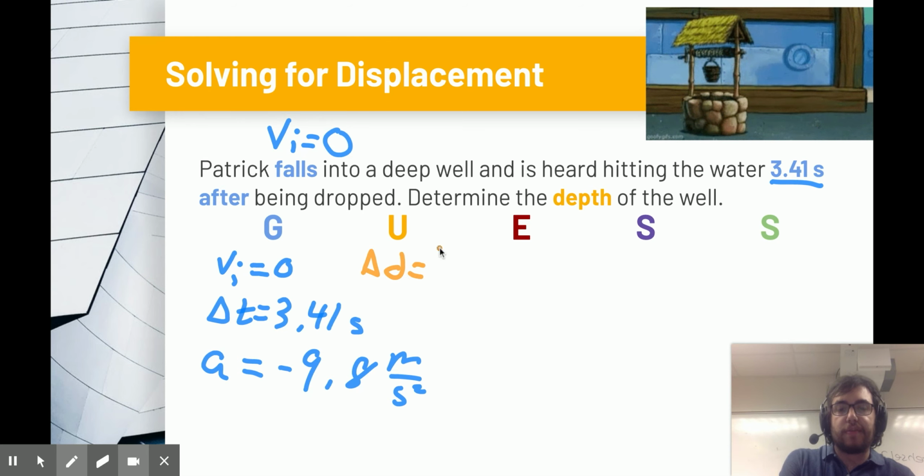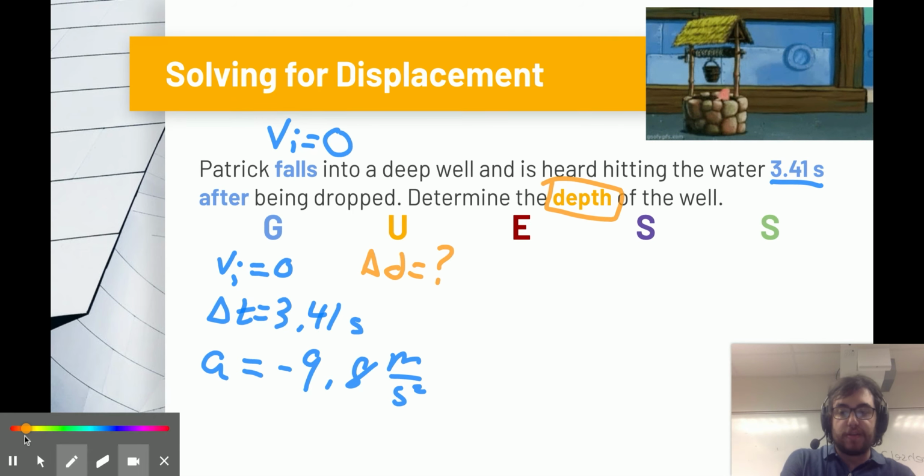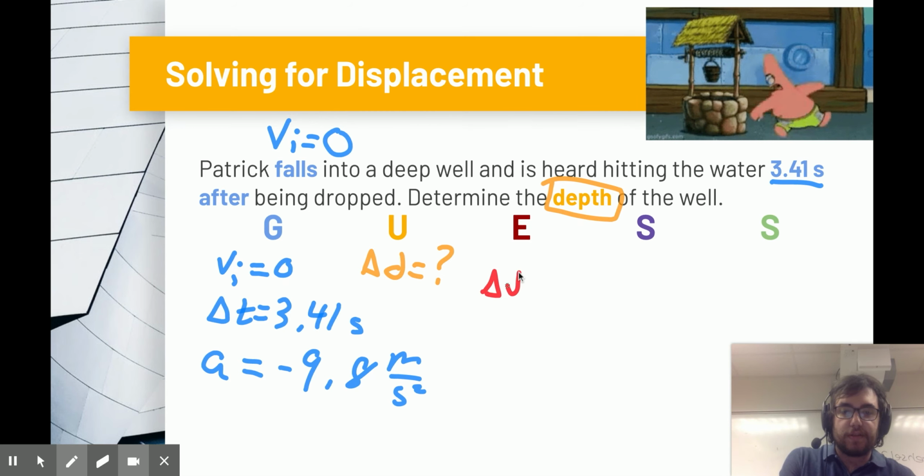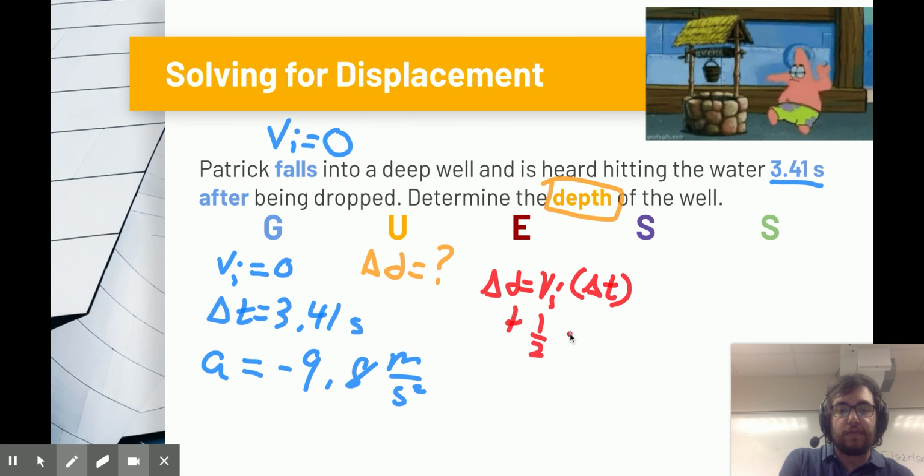So the depth is our unknown. So that means our displacement or distance is the thing we are solving for. The only equation that has these four things is this. Delta D is equal to Vi times T plus 1/2 AT squared.